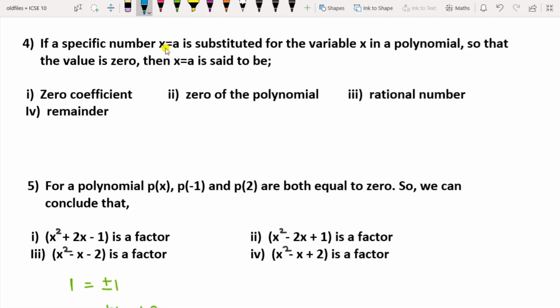If a specific number x equal to a is substituted for the variable x in a polynomial so that the value is 0, then x equal to a is said to be a zero of the polynomial. It is called a zero of the polynomial. That is, if you substitute x equal to a in the given polynomial and the value of the remainder becomes 0, then the value of x equal to a is called a zero of the polynomial.